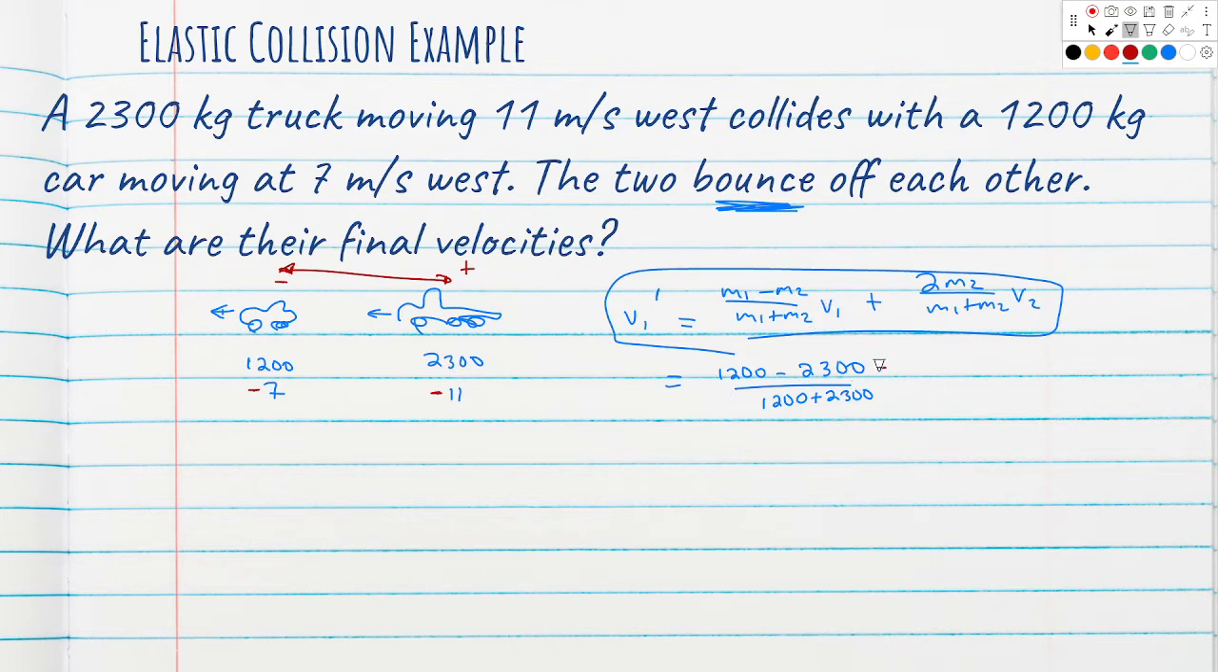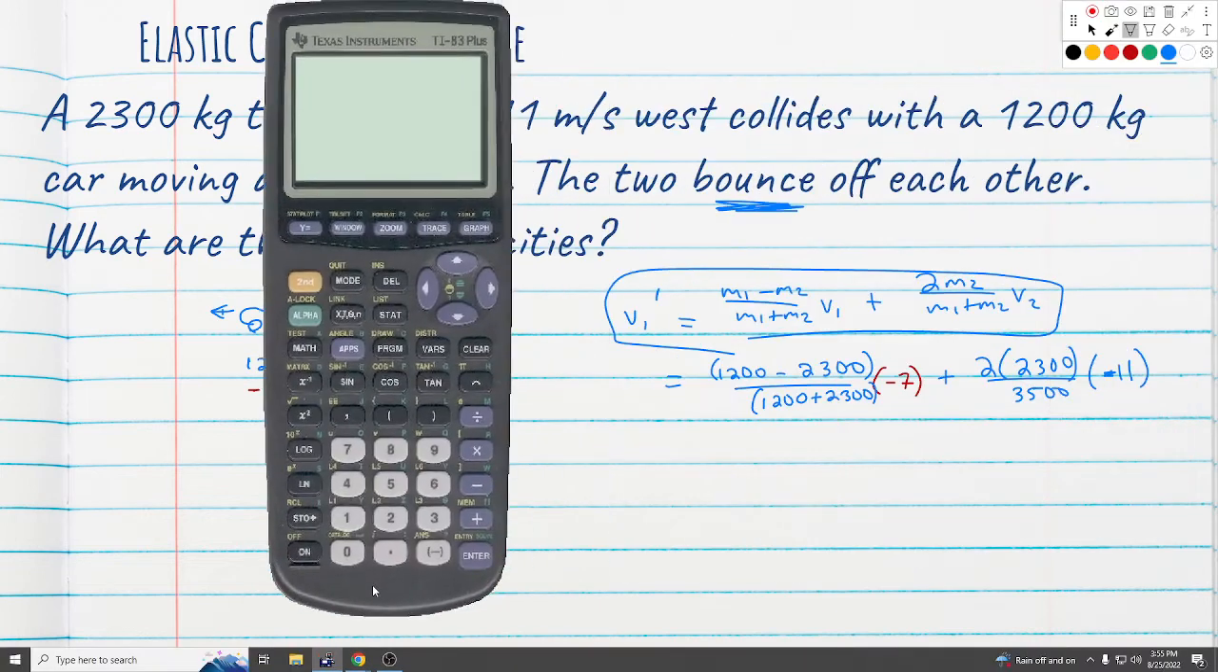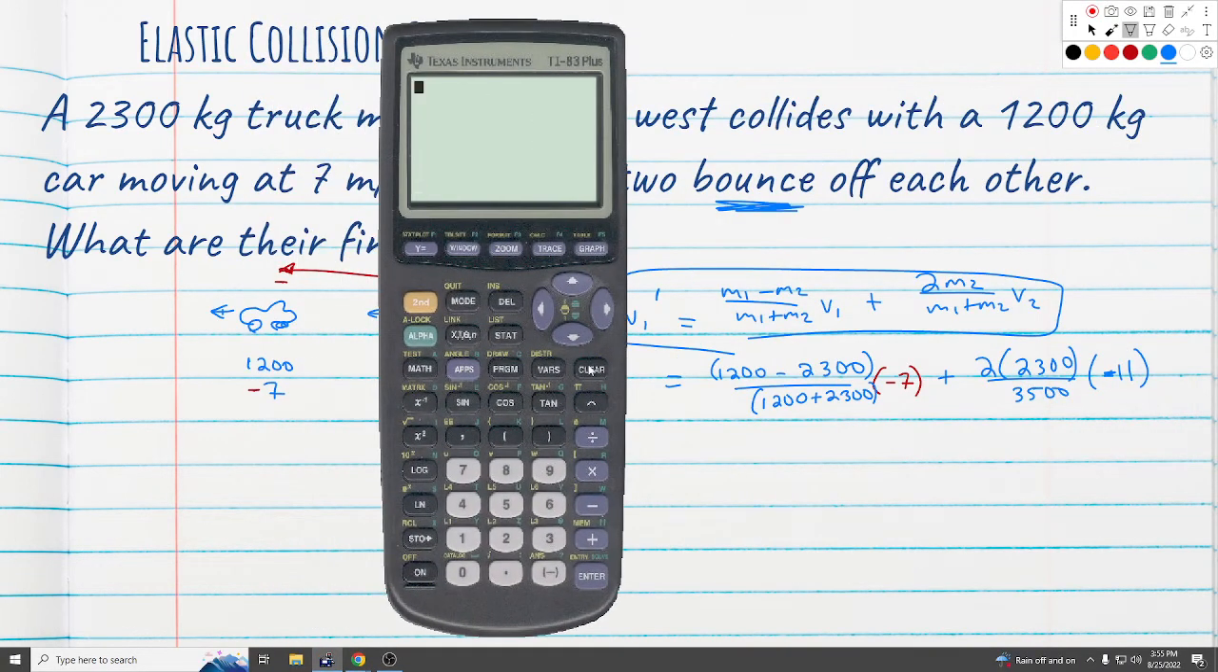For V1 right here, I'm going to put a -7 representing to the left, west, like that. And then when I do the other one, plus 2 times the second mass divided by the sum of the masses. That's already 3,500, right? Just add these two. And then I've got that negative 11 right there. So that's what I want to put in the calculator. You got to be a little bit tricky with this. Some parentheses are in order. Make sure that everything happens just right. Your signs are really important, and they'll trip you up if you're not careful.